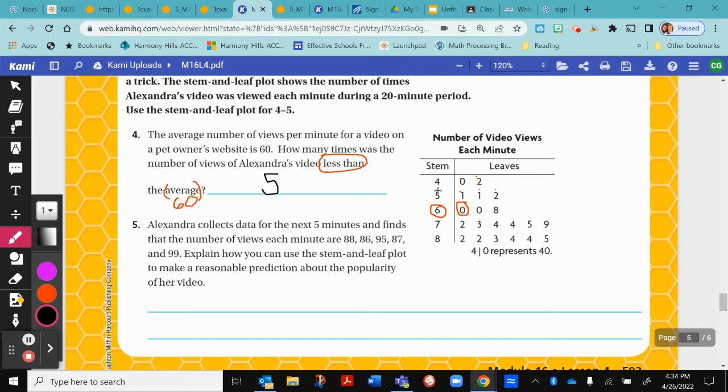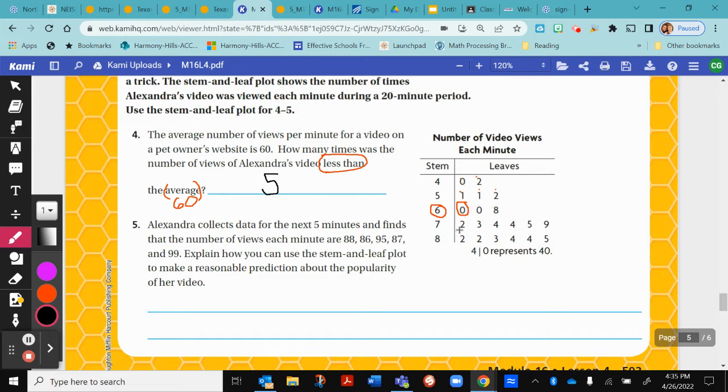So the first minute there was 40 views, the second minute there was 42 views, the third minute 51, the fourth minute stayed at 51, the fifth minute went to 52. The sixth minute, it went to 60. The seventh minute, it stayed at 60. The eighth minute, it went to 68. Then we have, so it's 1, 2, 3, 4, 5, 6, 7, 8.